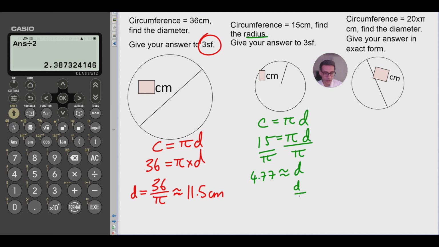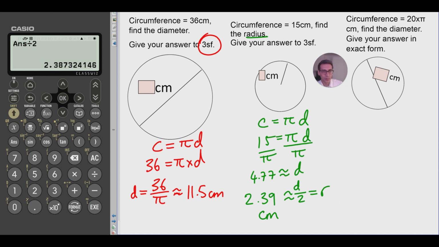so d over 2 is roughly equal to, well, we want it to 3 significant figures, so 2.38, that will become 2.39. Now d over 2 is equal to the radius, so 2.39 centimeters.